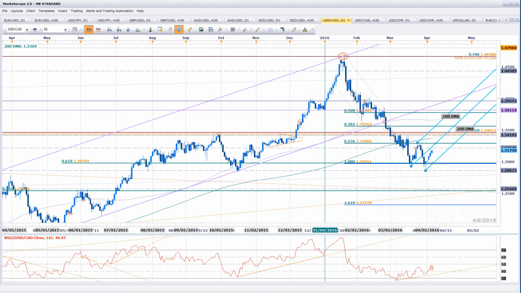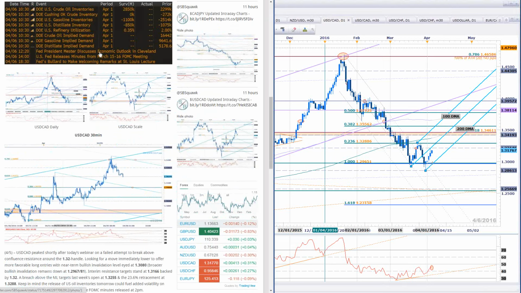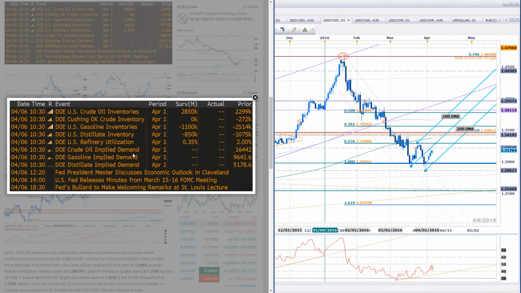Okay, we covered Aussie dollar, dollar CAD looking lower than higher. We covered that. CAD yen was next on tap. Very similar scenario. By the way, here are the crude inventory numbers. I just thought I'd provide them for you today so you kind of know what the expectations are.